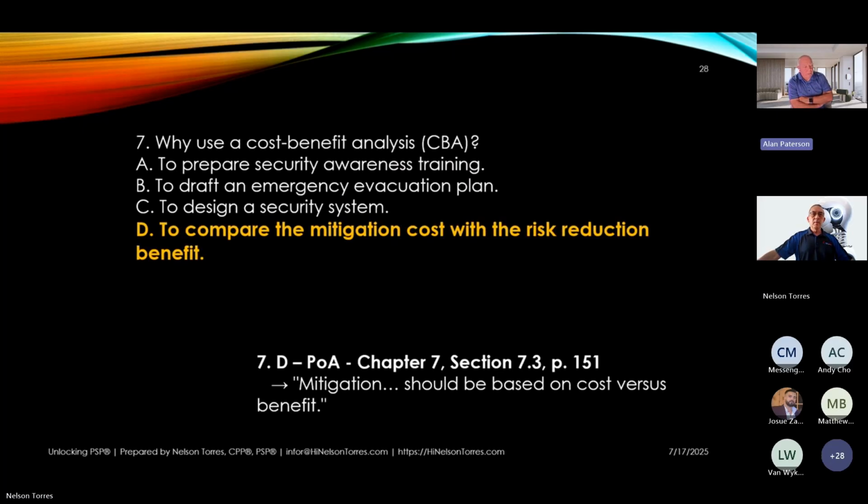Okay, so why use a cost-benefit analysis? Basically, the CBA compares the mitigation cost with the risk reduction benefit. And the POA says mitigation should be based on cost versus benefit.